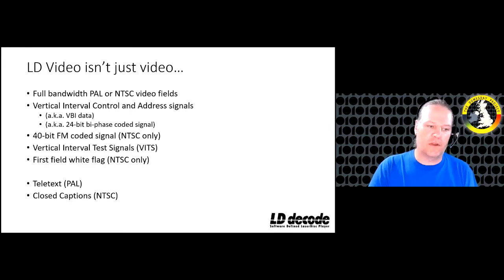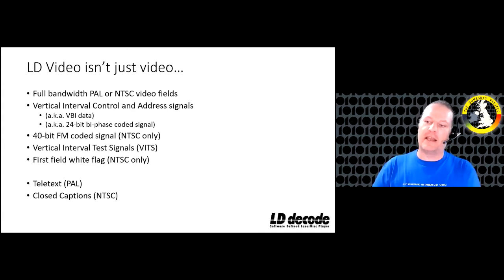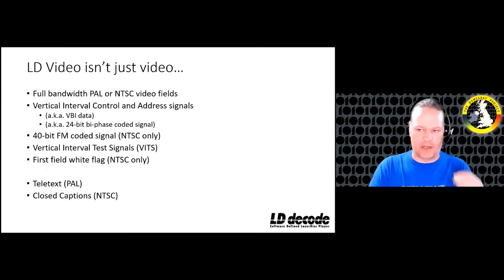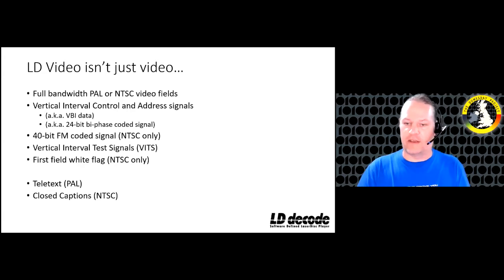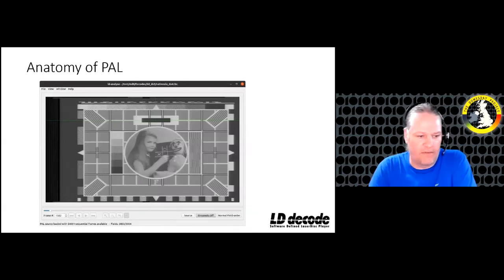So this is one of the things that's interesting to understand when people start talking about the difference between RF capture and RGB capture. When you do RGB capture with a standard video capture device, what you get is the video, but you don't get any of this other stuff. It's all lost effectively.